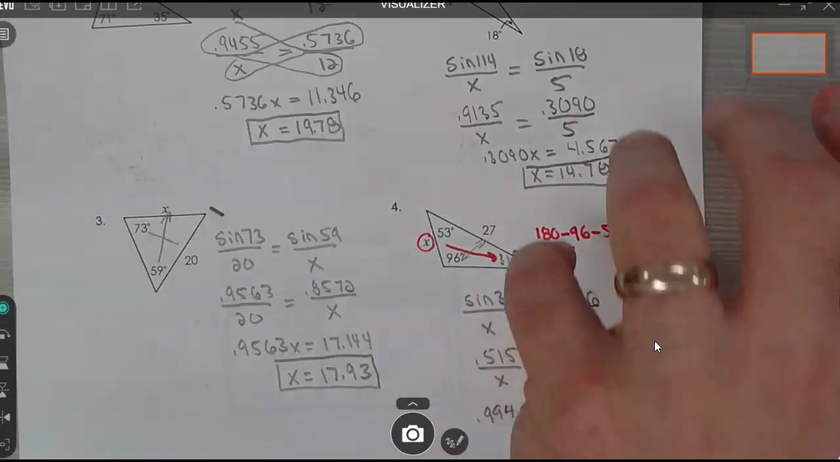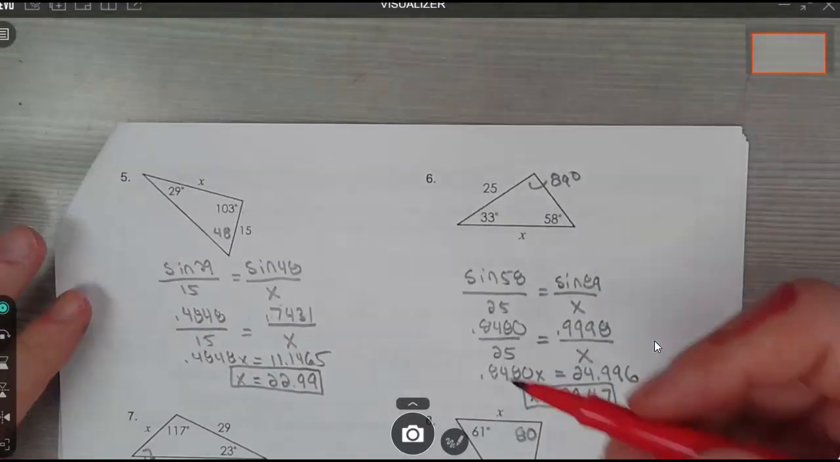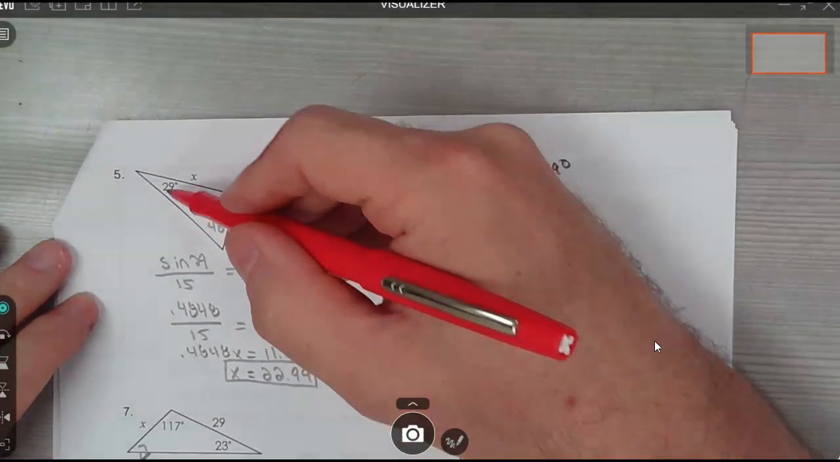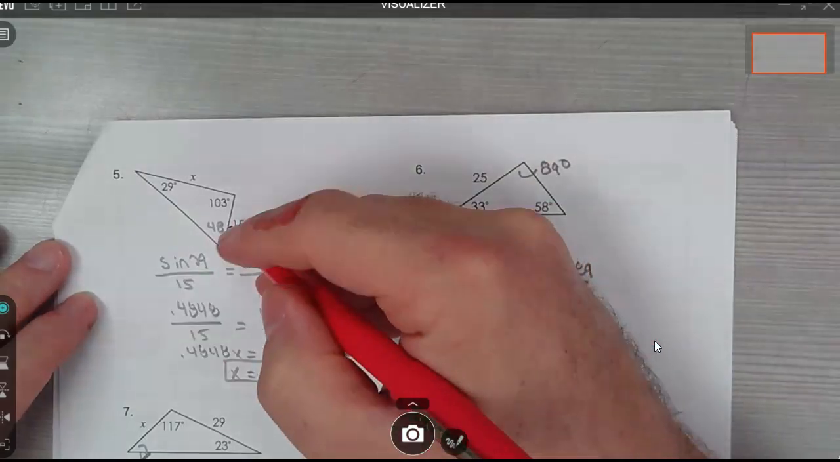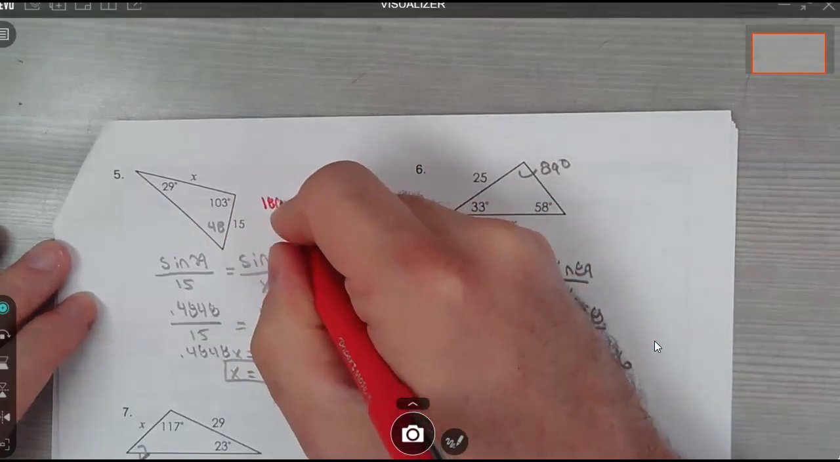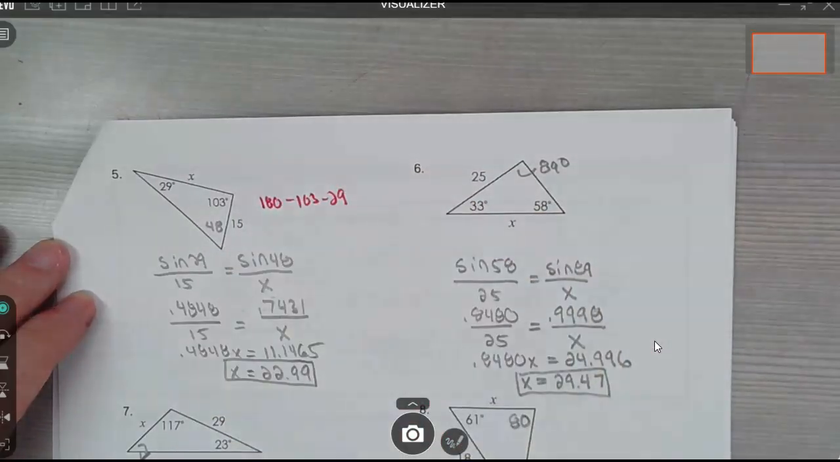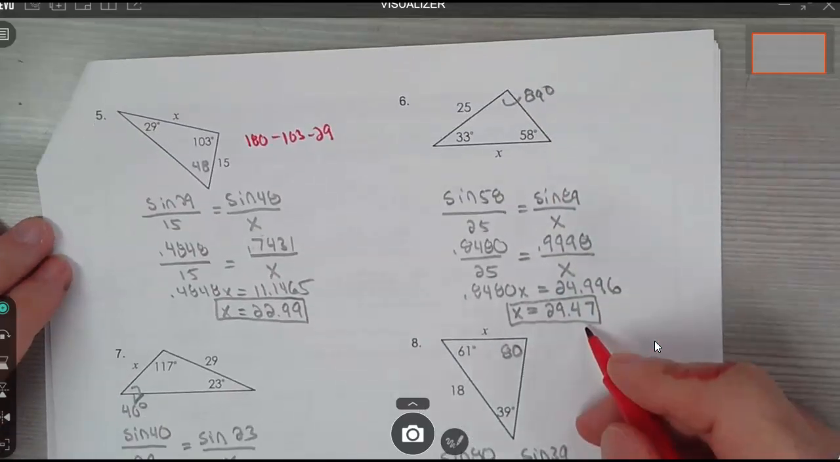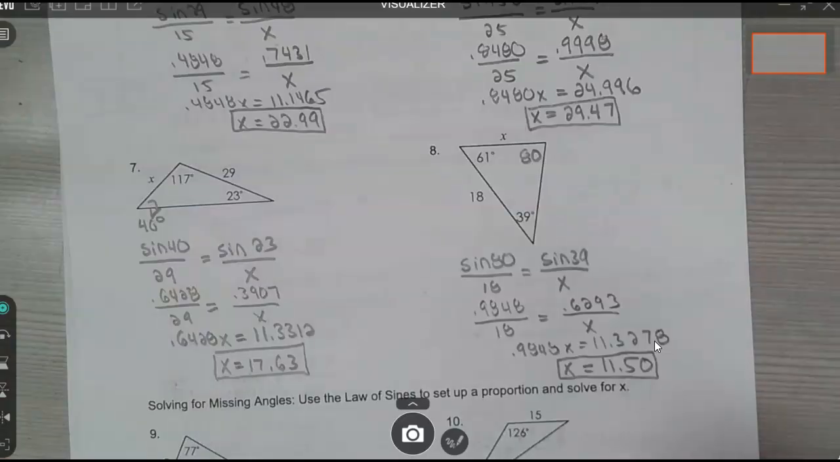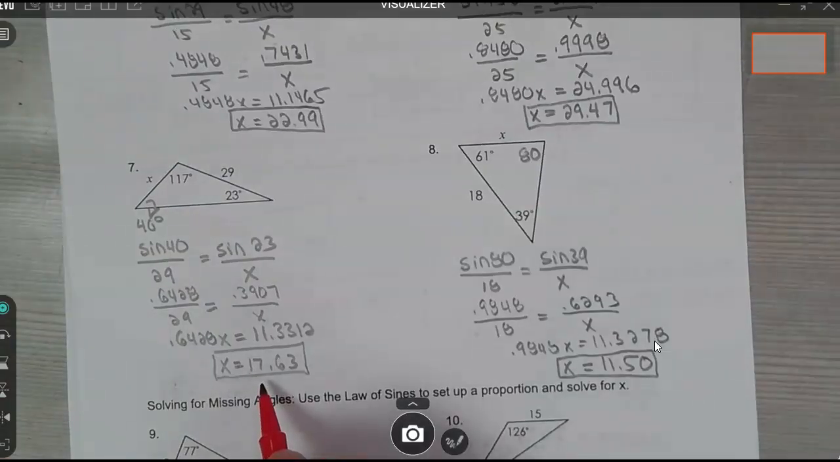When I solved for it, I got 13.98, okay. When you guys flip it over, for 5, I did the sine of 29 over 15, found that other side, so I took 180 minus 103 minus 29, which got you 48. I got 22.99. Same thing for 6. I got 29.47. And then the last two, I got 17.63 and 11.50.